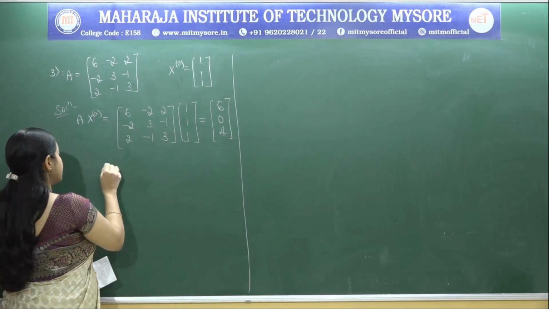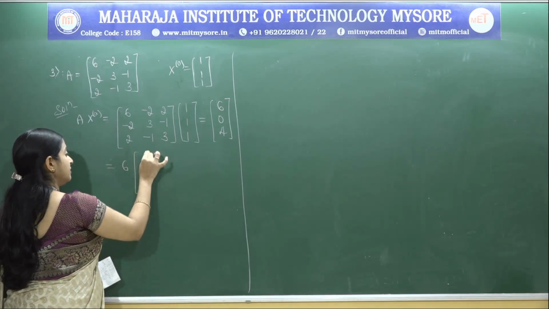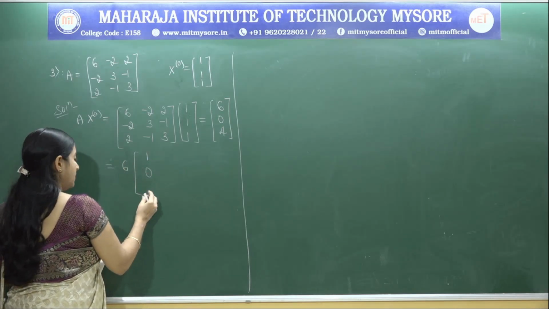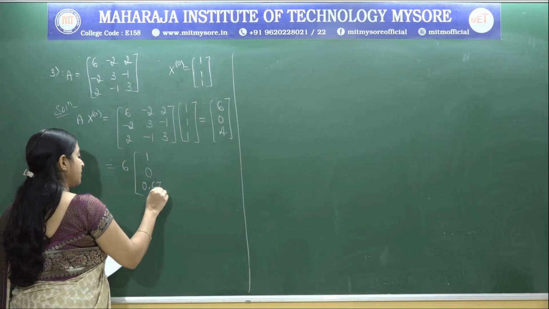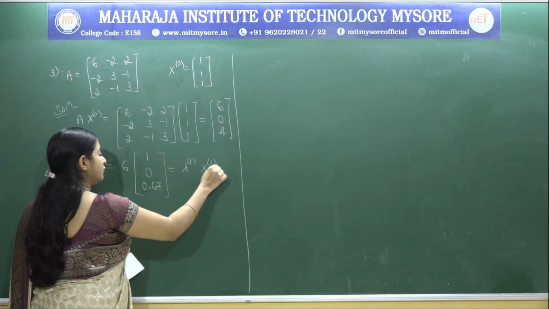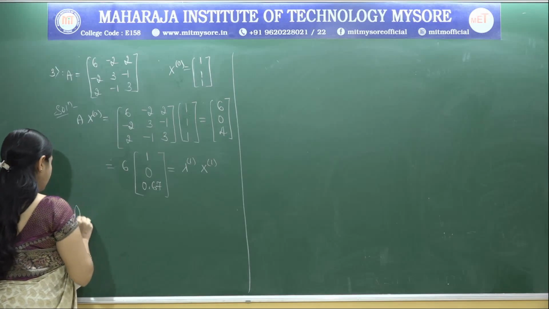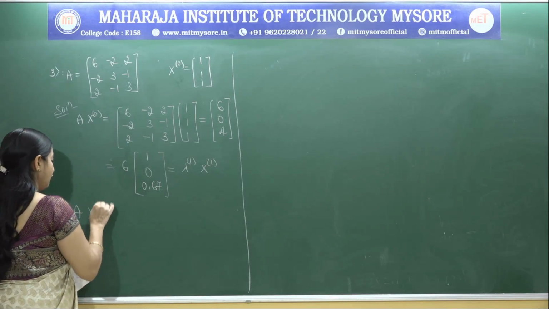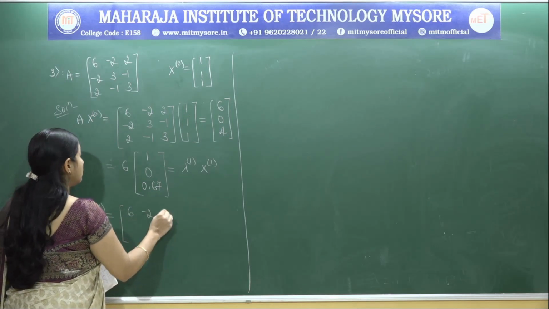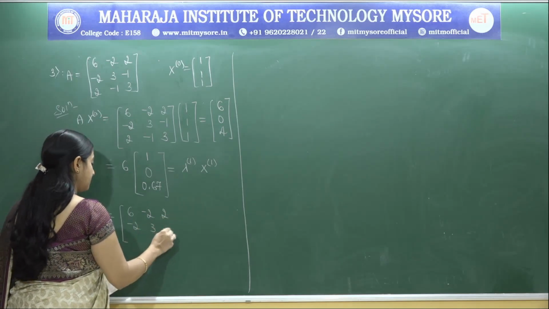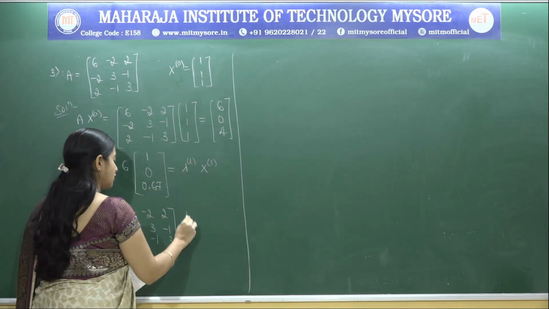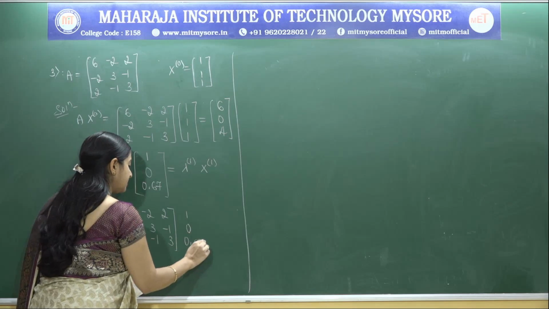In this, 6 is the largest entry, you keep it outside. That is, you take that as a common term. The first term is 1, the second term is 0, the third one is 0.67. So keep this as lambda of first iteration, x of first iteration. Same for the second one, take the matrix multiplication of A with x of first iteration. So it is 6 minus 2 and 2, minus 2, 3 and minus 1, 2 minus 1 and 3 with this x of first iteration 1, 0 and 0.67.